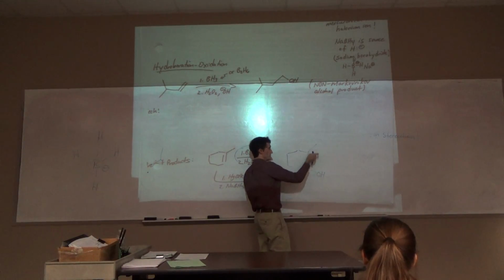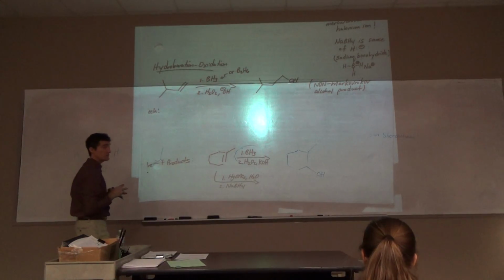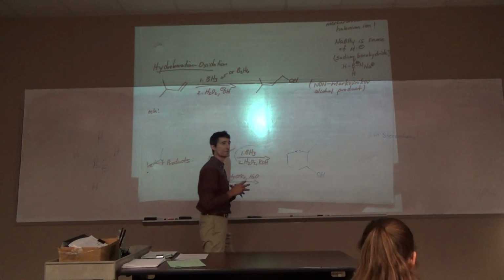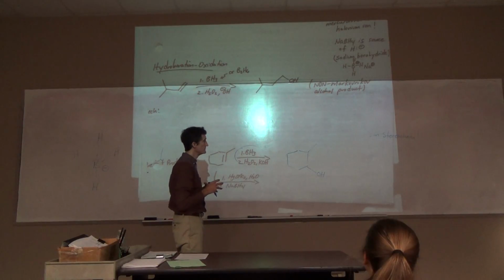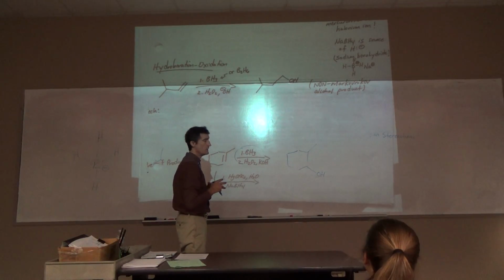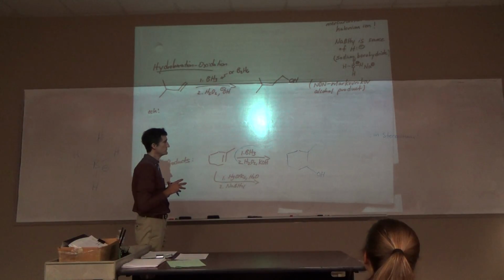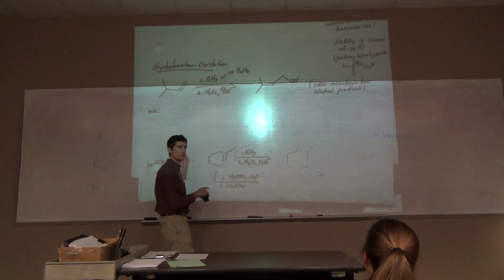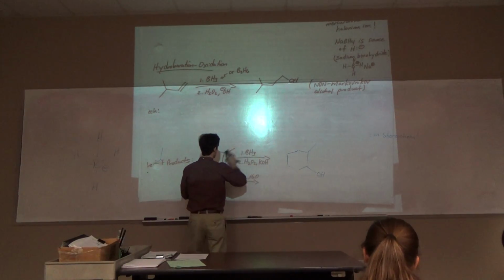Are these two groups cis or trans? That's a nice six-membered ring. We know that things can be cis or trans coming off the ring. Are they going to be cis or trans? Let's go through the mechanism, and see if we can answer that by knowing the mechanism.